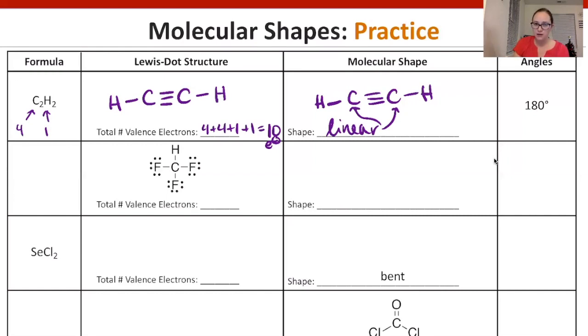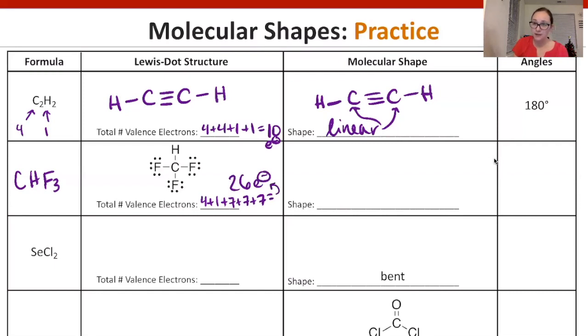Okay, next we have CHF3 as our formula, based off of the molecule that we're shown here. We have 7 valence electrons for each fluorine. All right, let's start with carbon. Carbon has 4 valence electrons, hydrogen has 1, and then we have 3 fluorines, so 7 plus 7 plus 7, which equals 26 electrons.